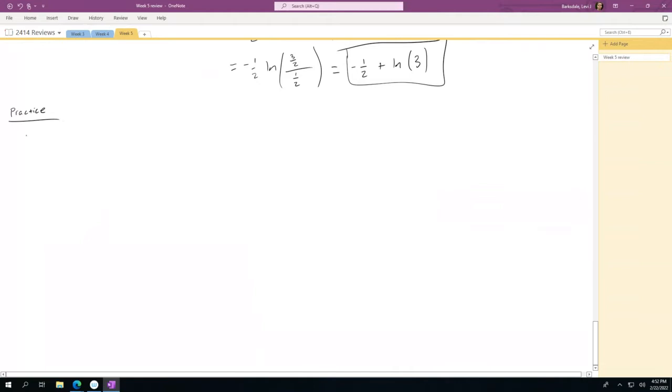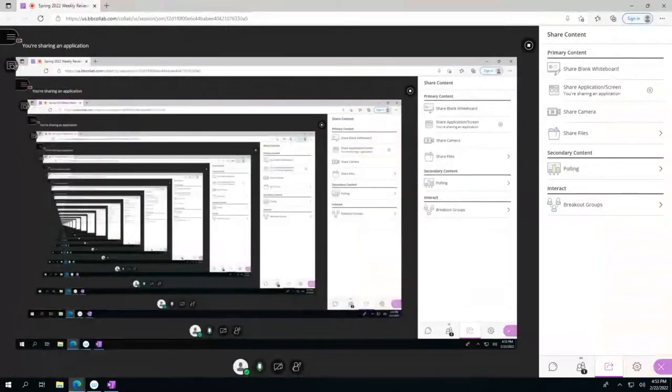Find the arc length of y is equal to x cubed over 3 plus 1 over 4x from 1 up to some number s. In other words, I want you to find the arc length from 1 to s, and then fill in the rest of the arc length function yourself. And I'll give you a couple of minutes to work through that.